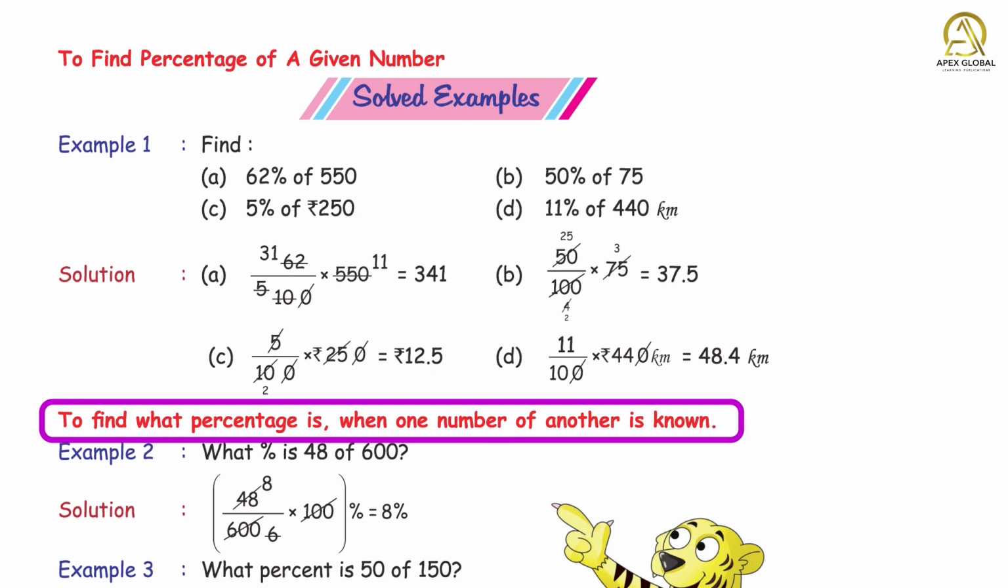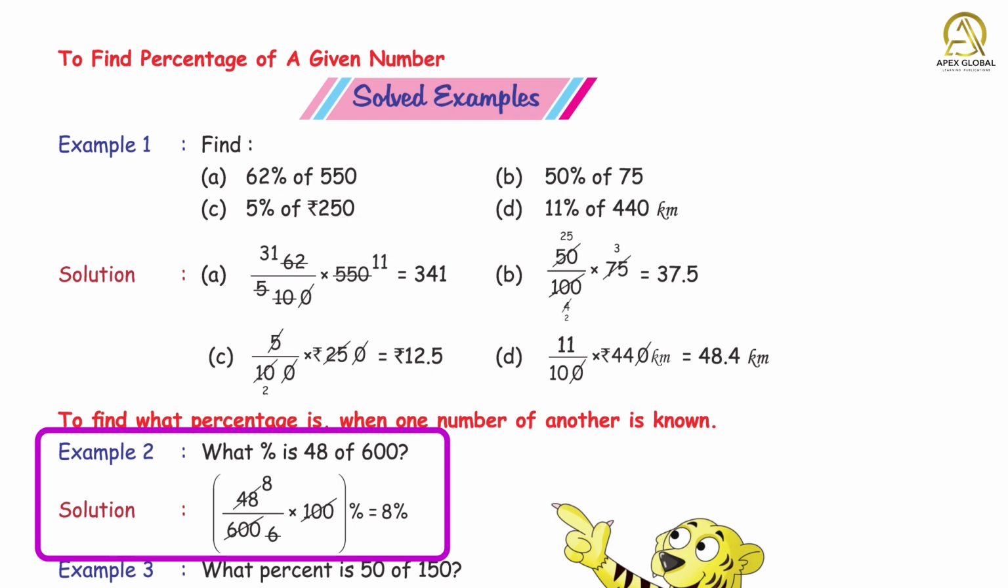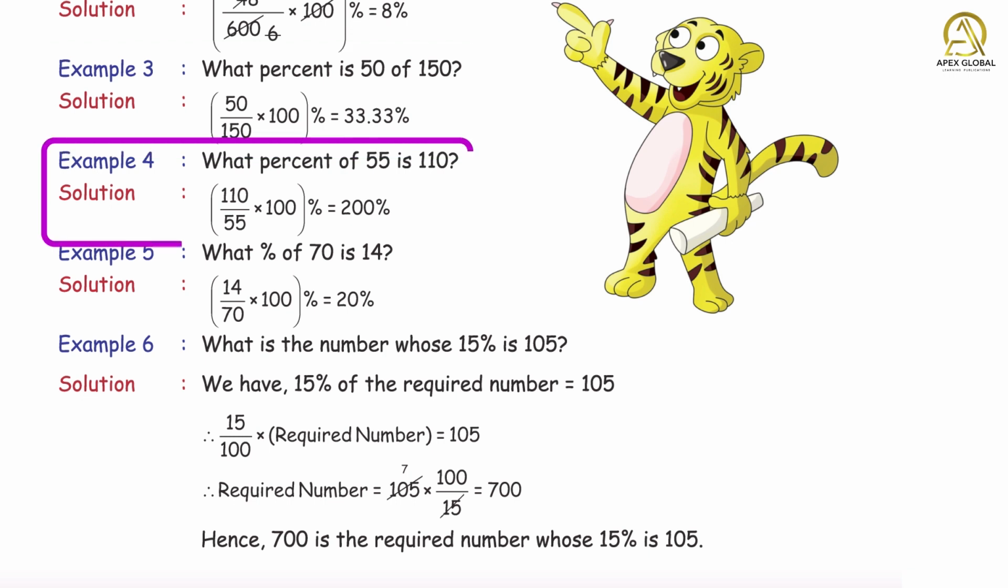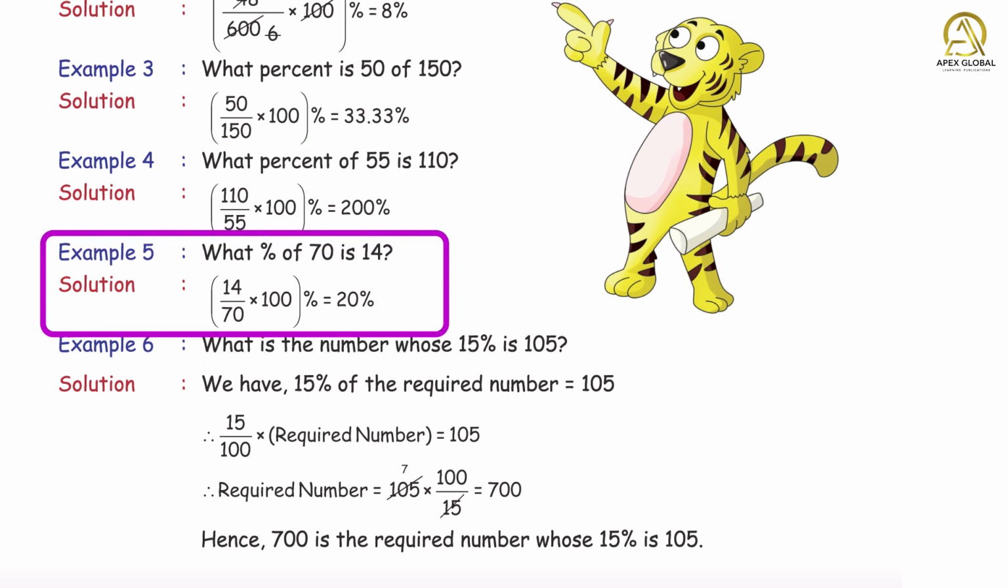To find what percentage one number is of another. Example 2. What percent is 48 of 600? Solution. 48 upon 600 into 100 is equal to 8%. Example 3. What percent of 150 is 50? Solution. 50 upon 150 into 100 is equal to 33.33%. Example 4. What percent of 55 is 110? Solution. 110 upon 55 into 100% is equal to 200%. Example 5. What percent of 70 is 14? Solution. 14 upon 70 into 100%, 20%.